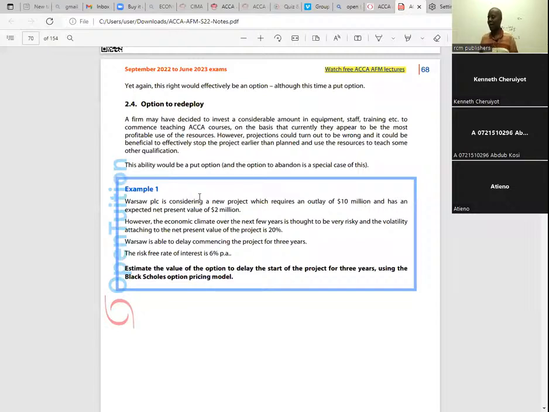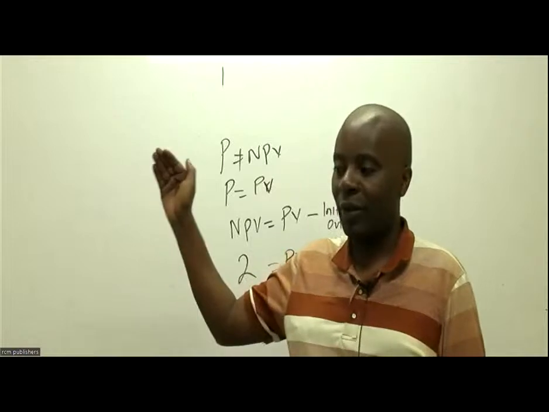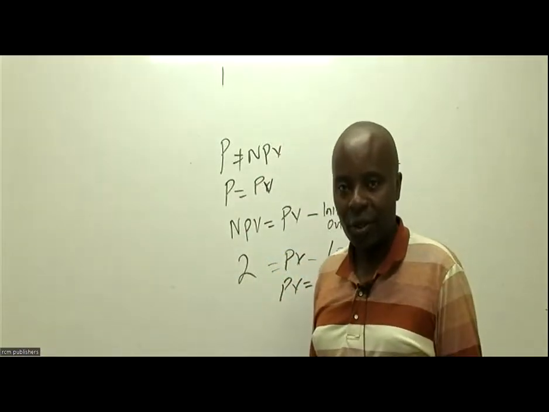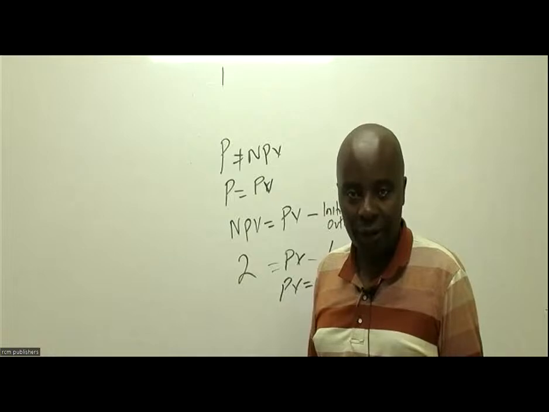However, the economic climate over the next few years is thought to be very risky, and volatility attaching to the net present value is 20%. The company is able to delay commencing the project for 3 years. The risk-free rate is 6%. So the key thing you have to be careful about is the exercise price. Whenever you're not given any other value, as in the other question where they gave us a value of 150, here there is no other value in between. So the exercise price is the initial outlay.